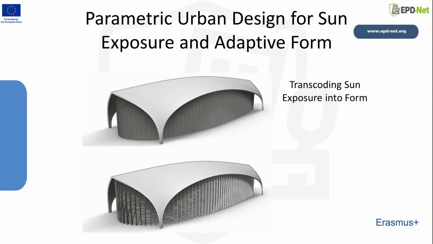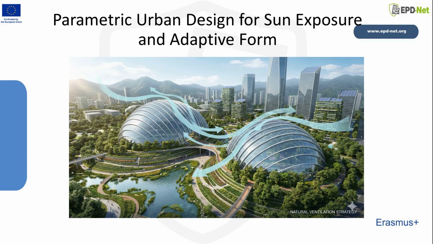Parametric urban design for sun exposure and adaptive form. Parametric design can be used for urban form studies by translating environmental data directly into geometric differentiation, which is key for shading optimization. Transcoding sun exposure into form.